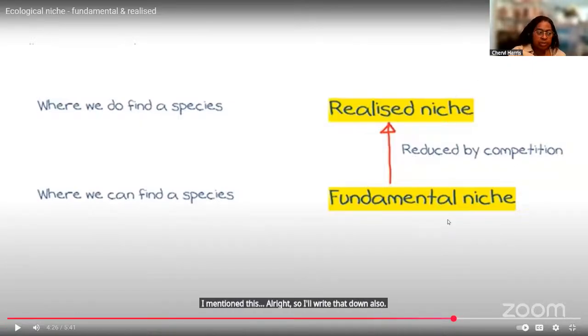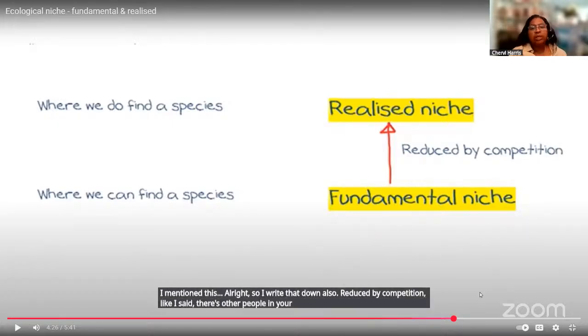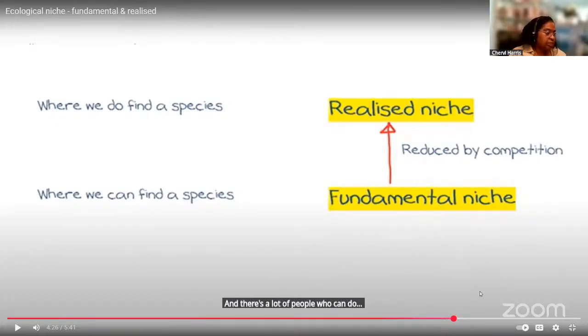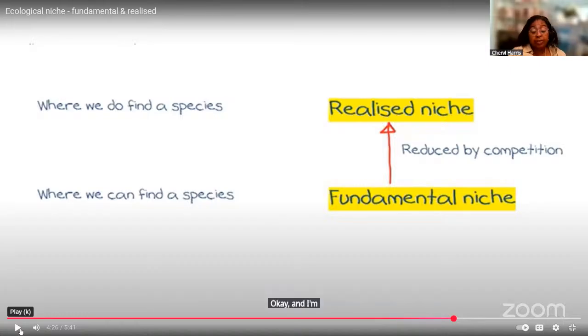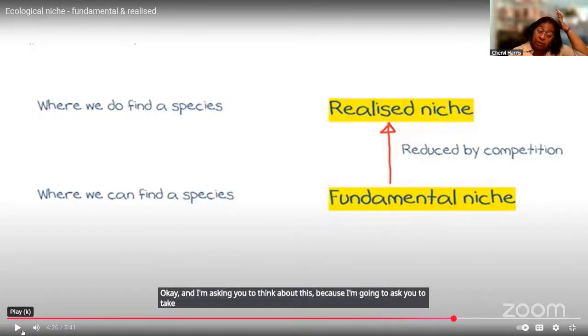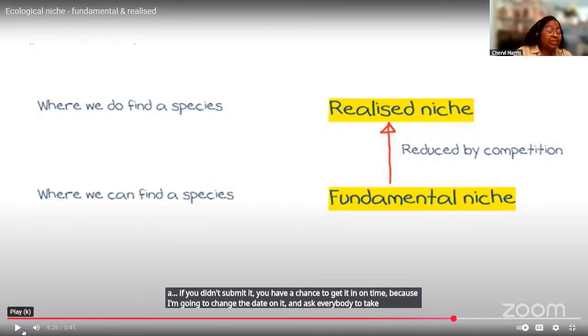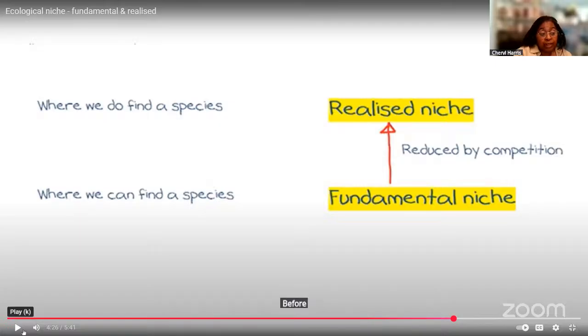Reduced by competition. Like I said, there's other people in your house, and there's a lot of people who can do the things that need to be done. So what is it that you are reduced to doing because of competition? Okay, and I'm asking you to think about this because I'm going to ask you to take another look. Somebody just mentioned their assignment. If you didn't submit it, you have a chance to get it in on time, because I'm going to change the date on it and ask everybody to take a second look at what you wrote before I grade it again, because I was kind of not pleased with the way people were interpreting these definitions.